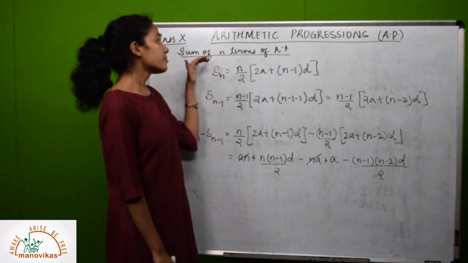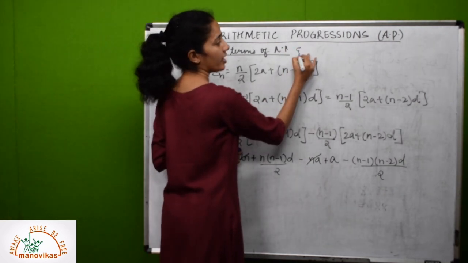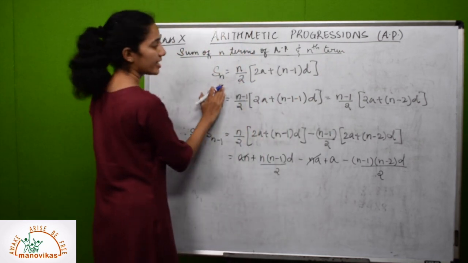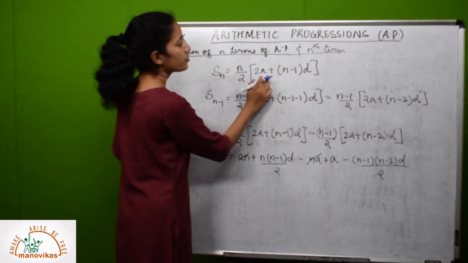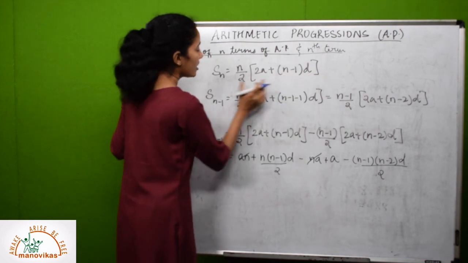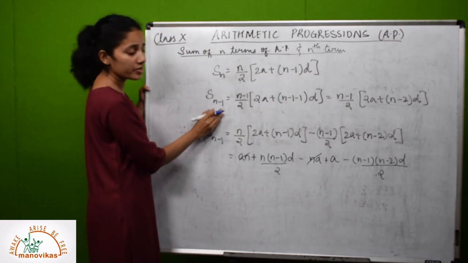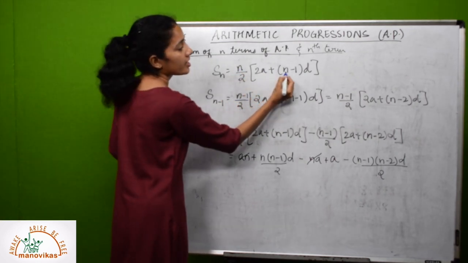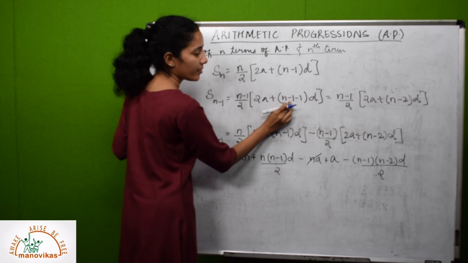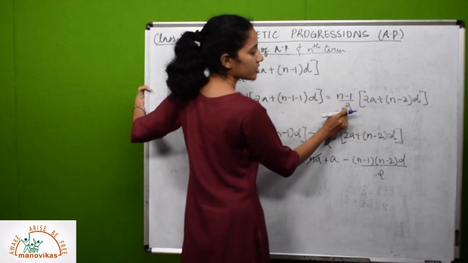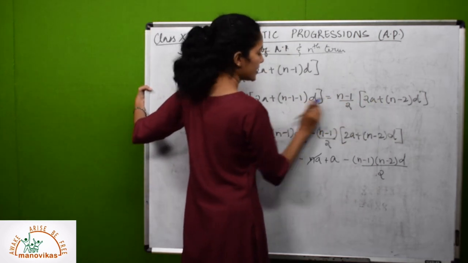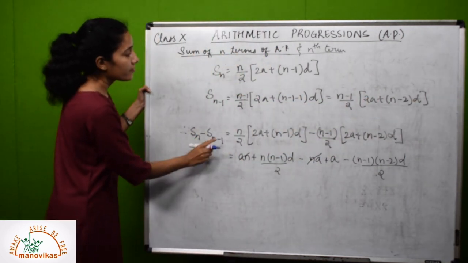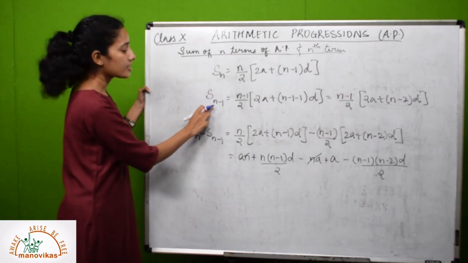To understand the relation between the sum of n terms of an AP and its nth term, we have the formula Sn as n upon 2, 2a plus n minus 1 times d. Take the sum of n minus 1 terms, so you replace n by n minus 1 in this formula. This gives n minus 1 divided by 2, 2a plus n minus 2 times d. Now let us take the difference. Note that Sn will be greater than Sn minus 1.